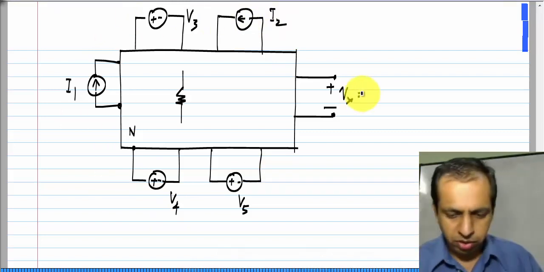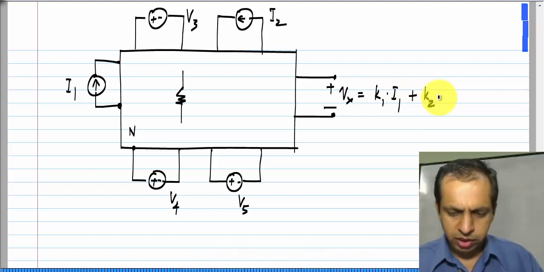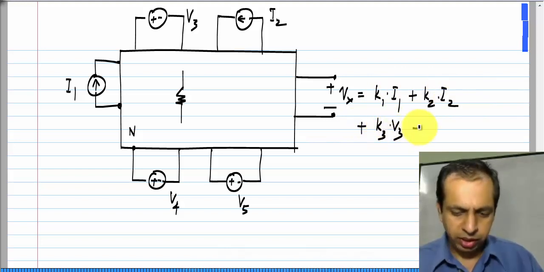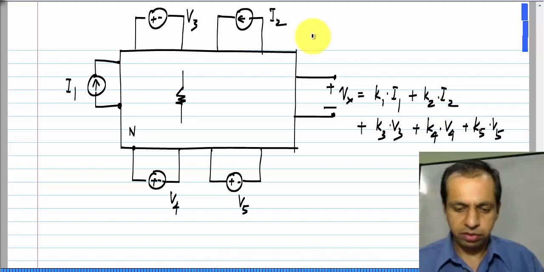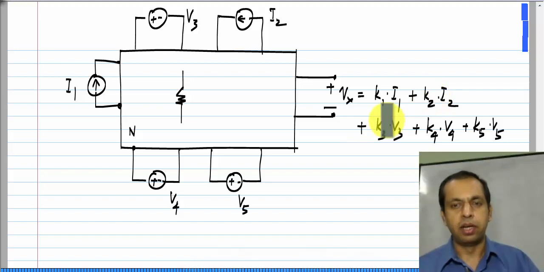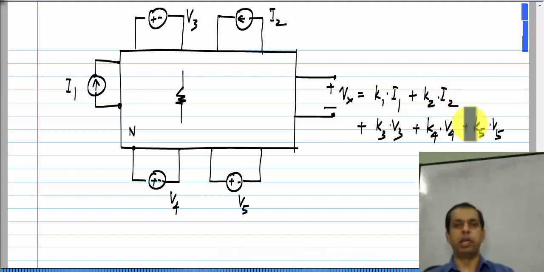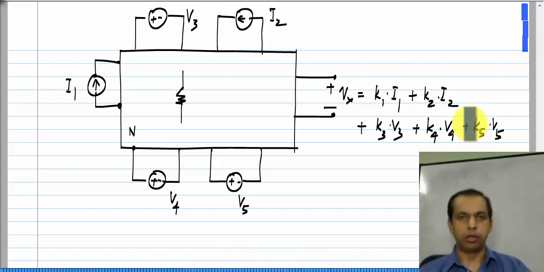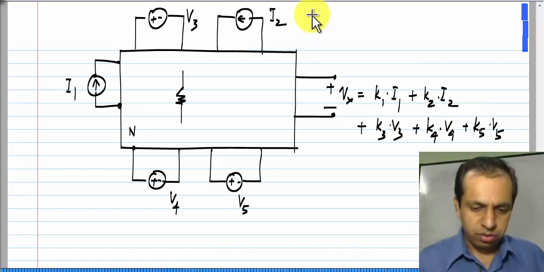Okay. So, let me call that K1 times I1 plus K2 times I2 plus K3 times V3 plus K4 times V4 plus K5 times V5. Okay. Naturally, because this is a voltage and these two are currents, K1 and K2 will have dimensions of resistance and K3, K4, K5 will be dimensionless constants. Okay.